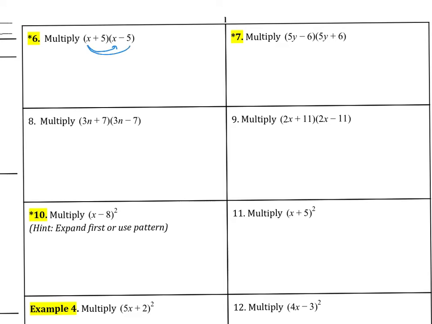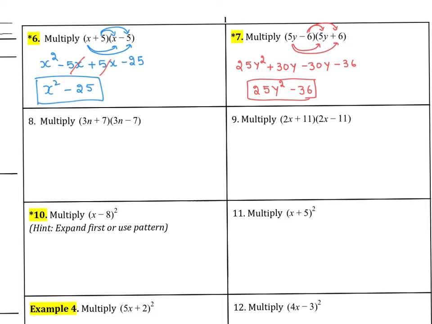So you're going to multiply x times x, that is going to be x squared, and negative 5 times x is negative 5x, plus 5x, and 5 times negative 5 would be negative 25. And you're going to have a final answer as x squared minus 25, because you're going to cancel the negative 5x plus 5x.